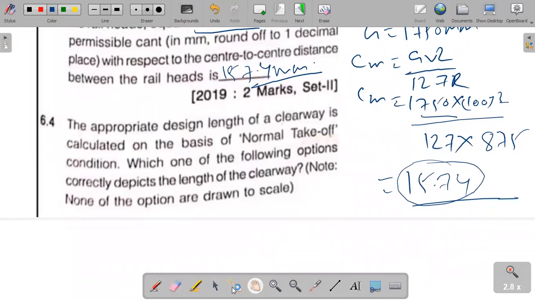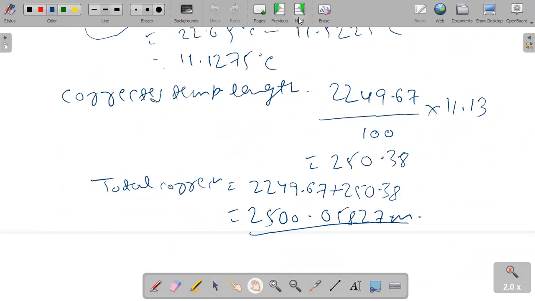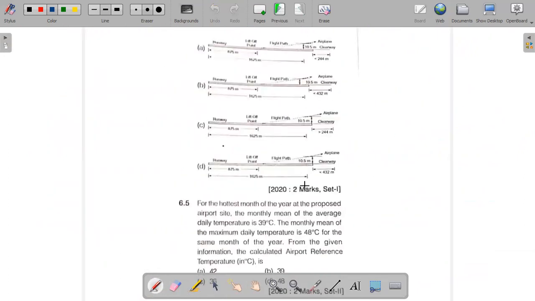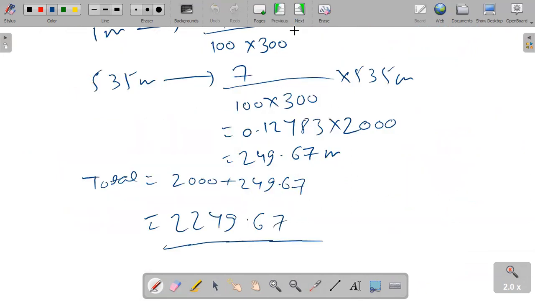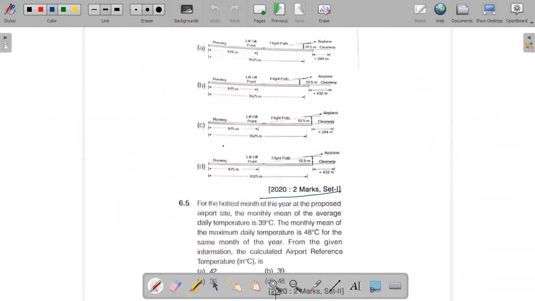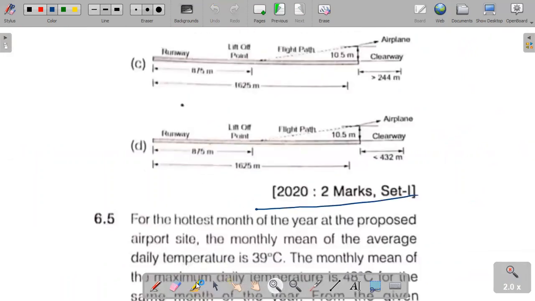This question is from 2022, a question of 2 marks. In this, the appropriate design length of clearway is calculated on the basis of normal takeoff condition. Which one of the following options correctly depicts the length of clearway? Note, none of the options are drawn to scale. Okay, let's see the diagrams.